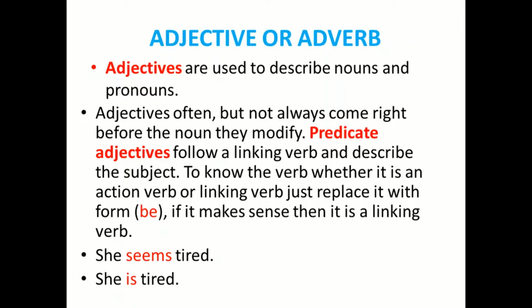To know the verb, whether it is an action verb or linking verb, just replace it with a form of be. Forms of be are is, am, are, was and were. If it makes sense, then it is a linking verb. For example, she seems tired. We will replace this verb: she is tired. Makes sense. So, it is a linking verb.